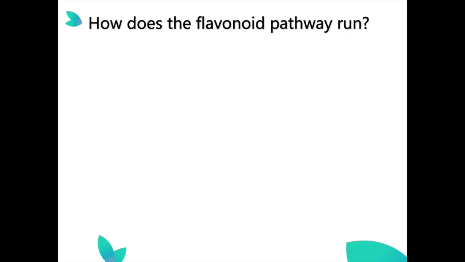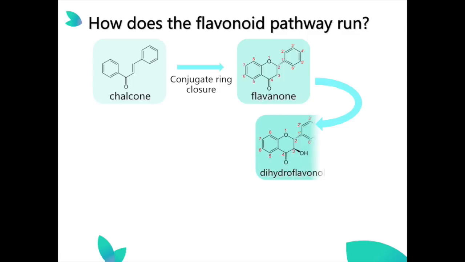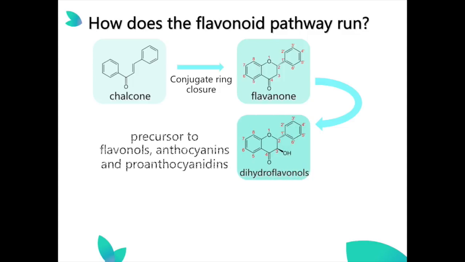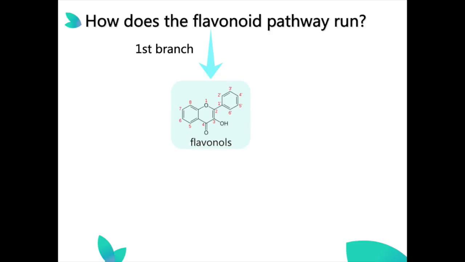But how does this pathway run? In the beginning, conjugate ring closure of chalcones results in flavanone. Then the central ring of flavanone is hydroxylated to dihydroflavonols, which can be regarded as precursors of end products. Afterwards, the pathway falls into two branches. One leads to the dehydrogenation to form flavonols.